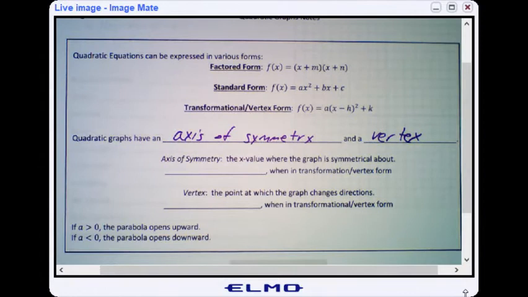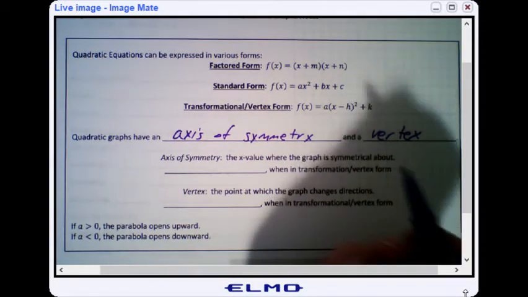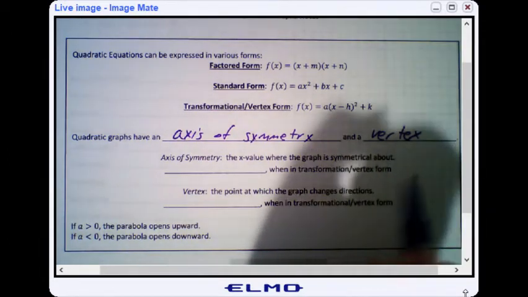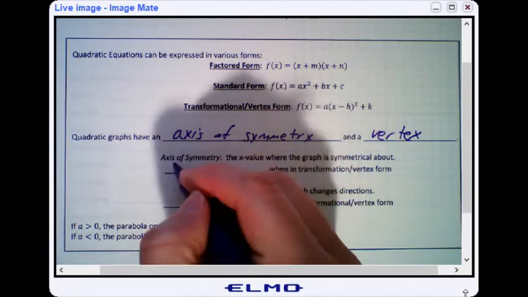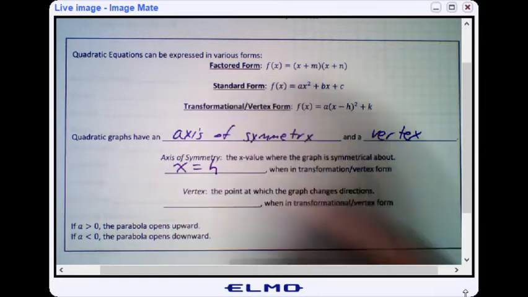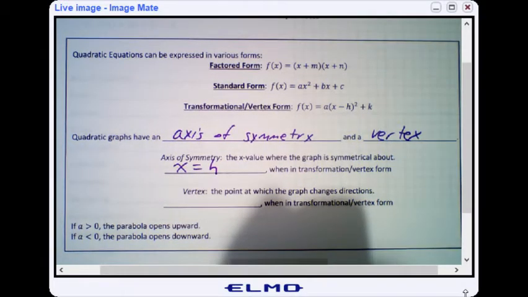So axis of symmetry is the x value where the graph is symmetrical about. So it's basically, if I were to draw a vertical line, where does it split my graph in half? If I fold it along that vertical line, where is it symmetrical or a mirror image of each other? And it is going to be our h value from our transformational form. So we're going to say x equals h. We can think about our transformations and what direction it goes.